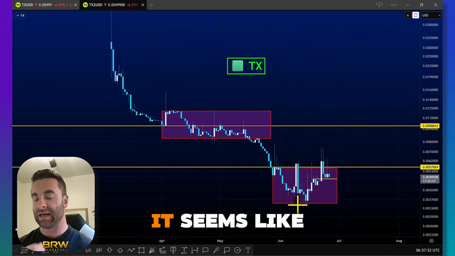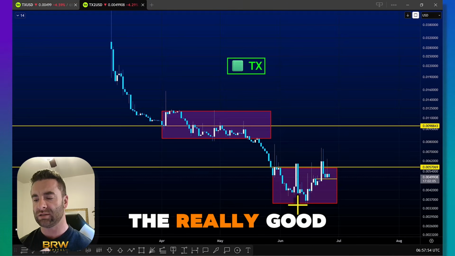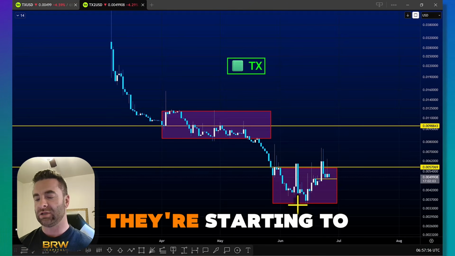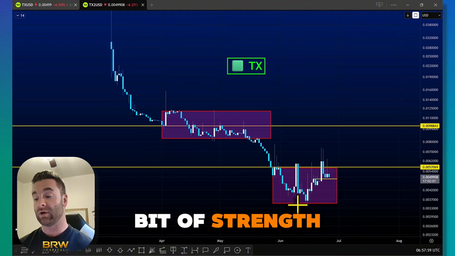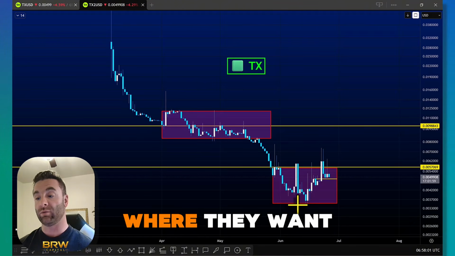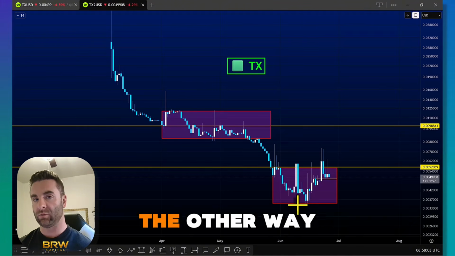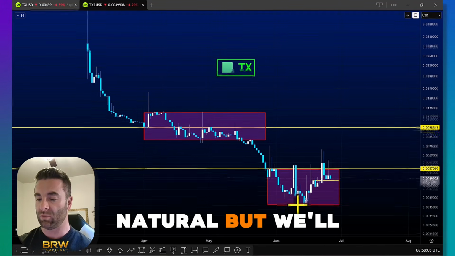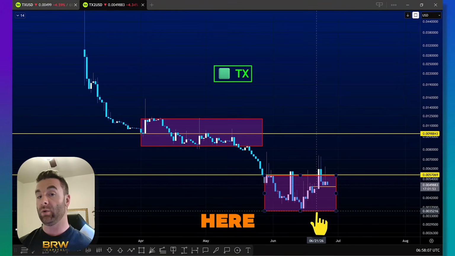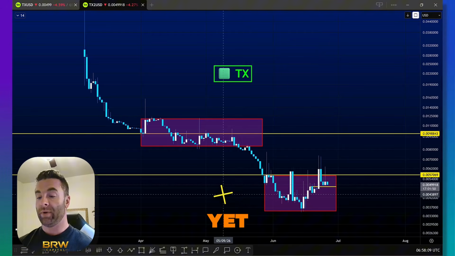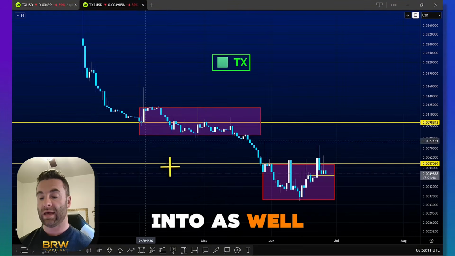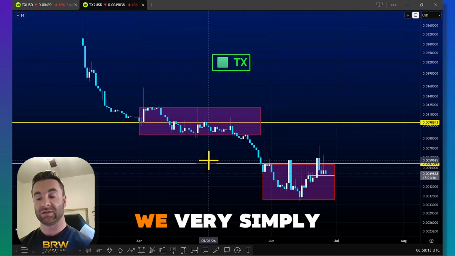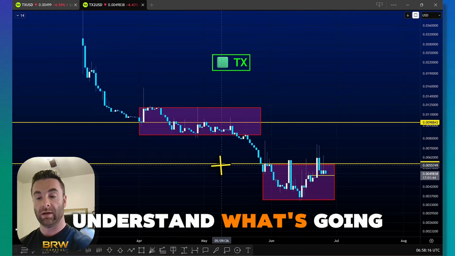So altcoins, it seems like the promising ones, the really good ones, they're starting to get a little bit of strength and creating some sort of pattern where they want to reverse when Bitcoin's flushing the other way, which is not natural, but we'll see what happens here. We don't know if it's a fake rally yet. But that's what we're going to get into as well. So we have these things drawn out. We very simply understand what's going on.